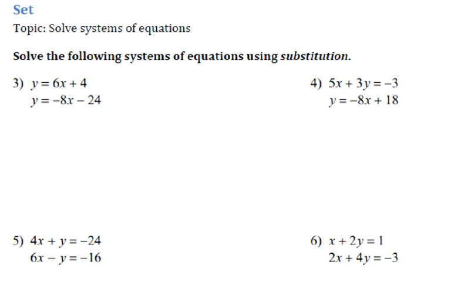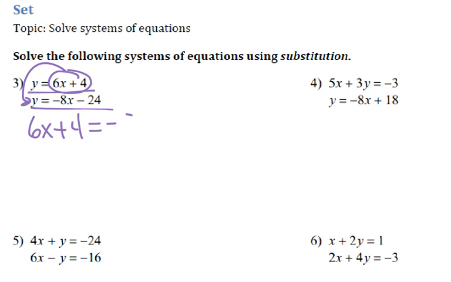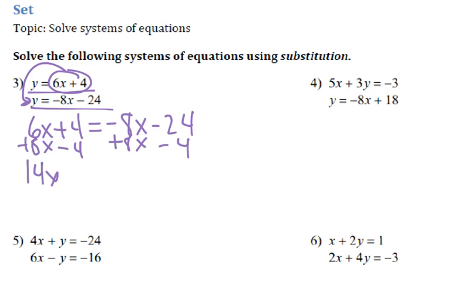Okay, now we're just going to be using some substitution. So on these first ones, they're both equal to y, so I'm just going to take one of these and substitute it in for y, and then we can solve that. So I could add 8x to both sides, giving us 14x, subtract 4 from both sides, giving us equals negative 28, divide by 14, we get x equals negative 2, so that's half our answer.